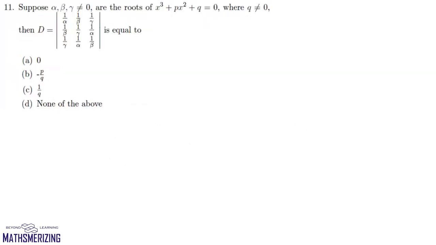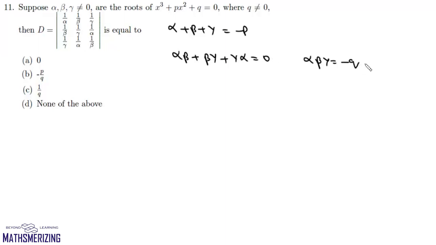Now here the question is, suppose alpha, beta and gamma are the roots of this equation x cube plus px square plus q equals 0. Then we need to find the value of this determinant D. Now for this equation, alpha plus beta plus gamma will be simply minus p, and S2, which is alpha beta plus beta gamma plus gamma alpha, will be simply 0, and alpha into beta into gamma is minus q.